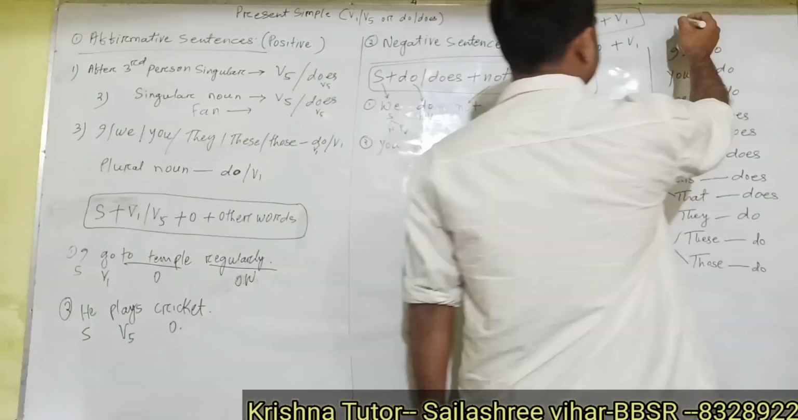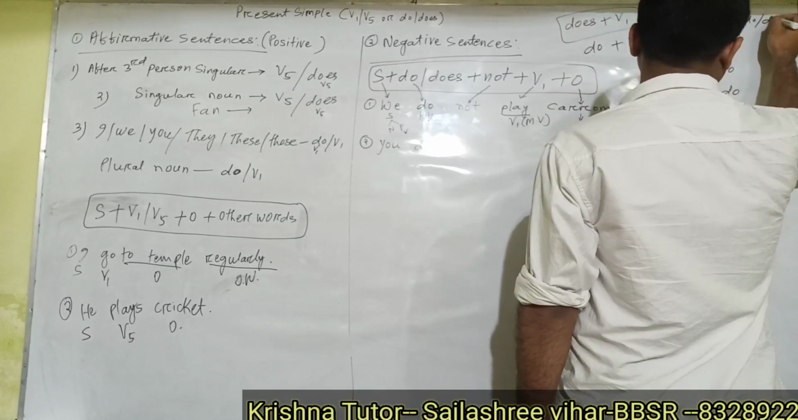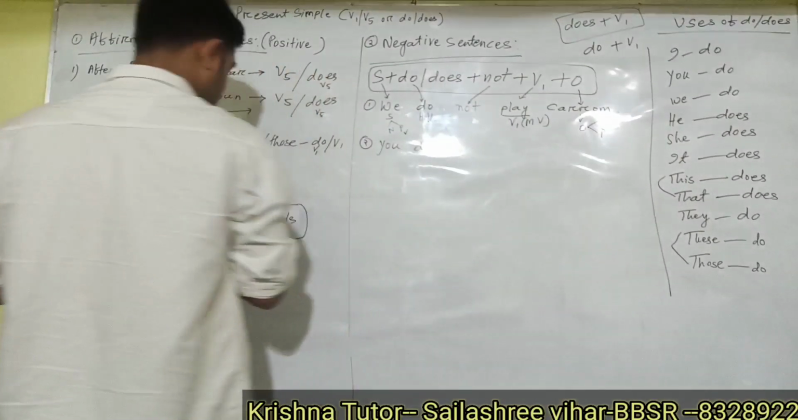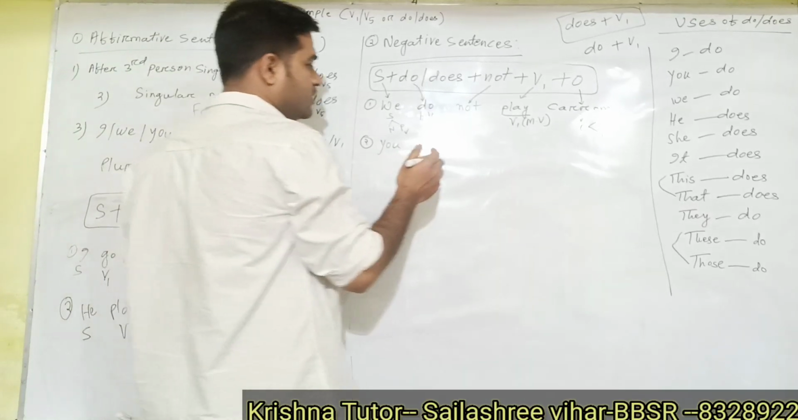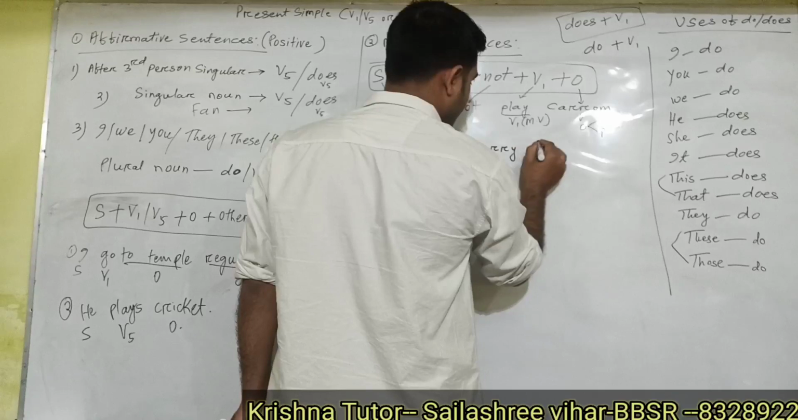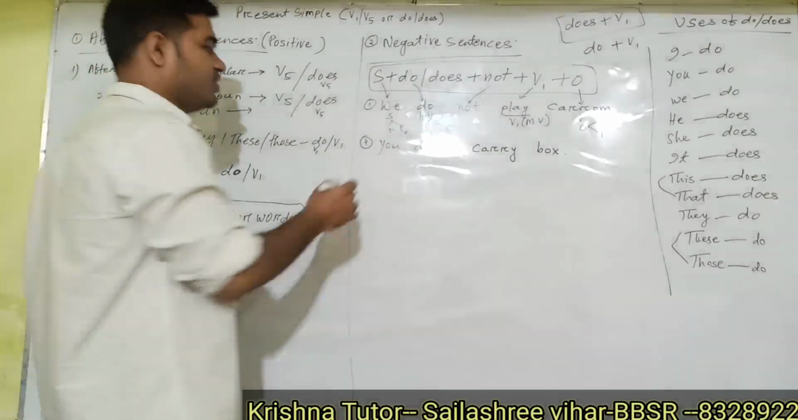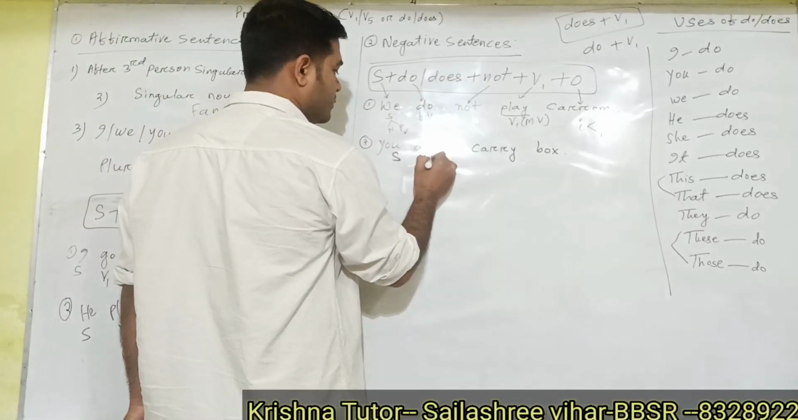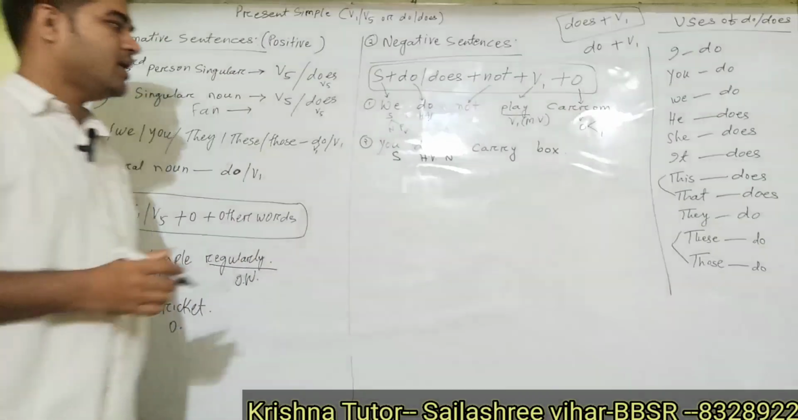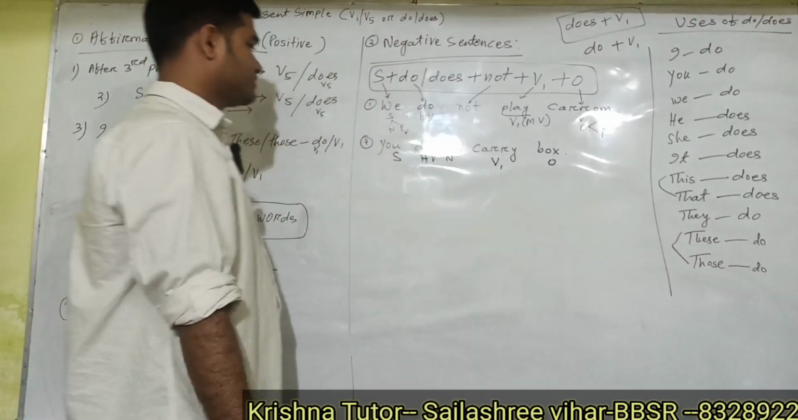Uses of do or does. Now, you do not carry box. You do not carry box. Here you is the subject, do is the helping verb, not is the negation, carry is the main verb, B1 form, and box is the object.